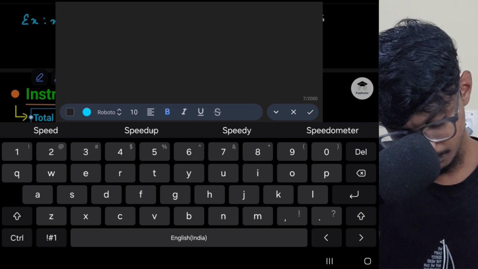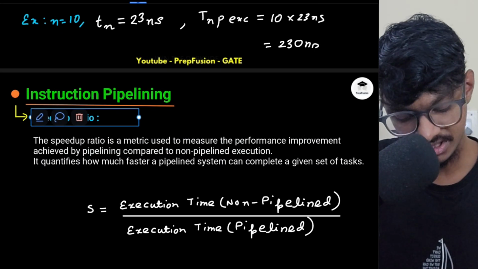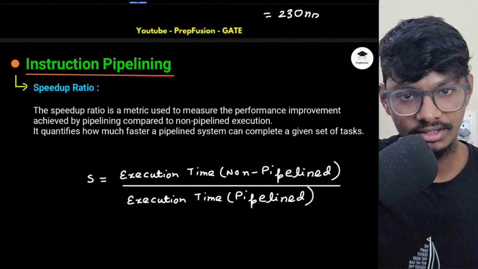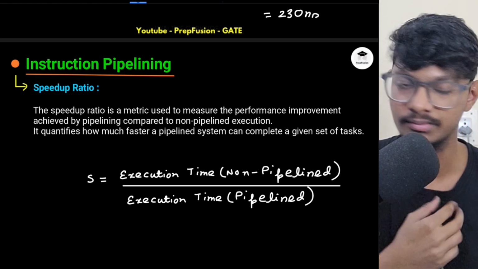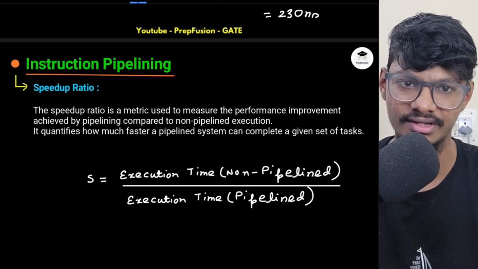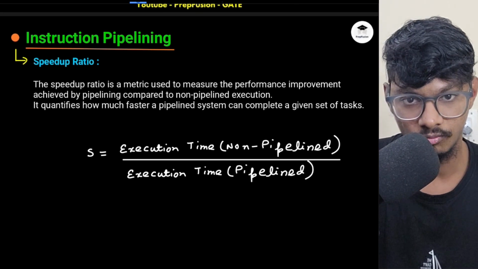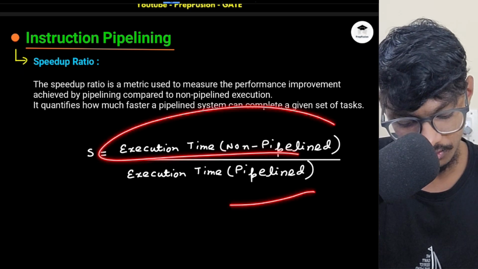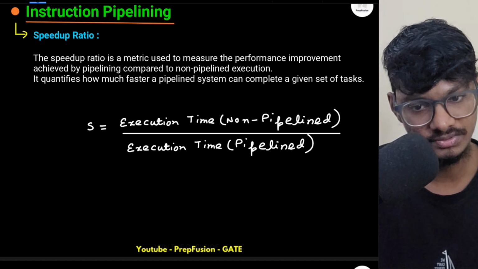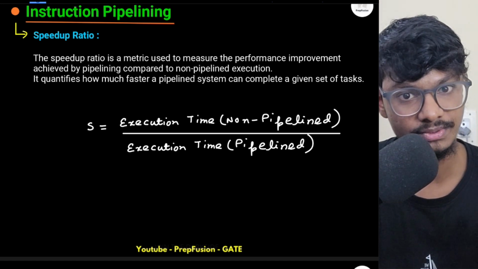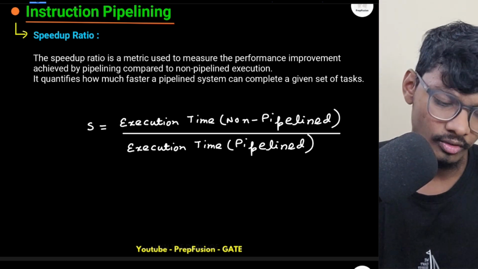Speed up ratio is nothing but the ratio of the two execution times, of a non-pipeline system over a pipeline system. What it does is measure by what factor I am faster. That is what my speed up measures. It's just a metric. How do you remember which one will be at the top and which one at the bottom? Always remember that your speed up ratio will generally be greater than 1. Why? I will explain that. Not always actually.